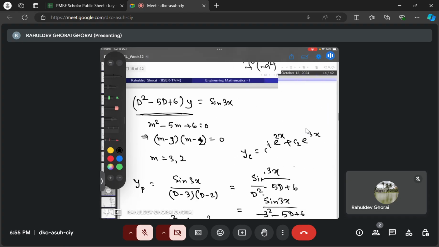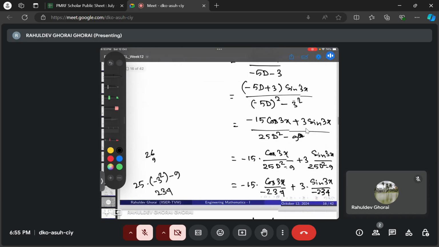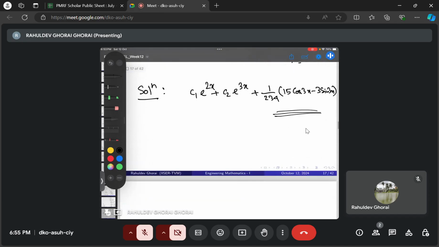So all other examples which involve only sine or cos, you can do this way, not like x times sine 3x or e to the power ax times sine 3x. All those things you cannot do this way. For those again you have a little different way. So yeah, let's learn some other method for some other function.